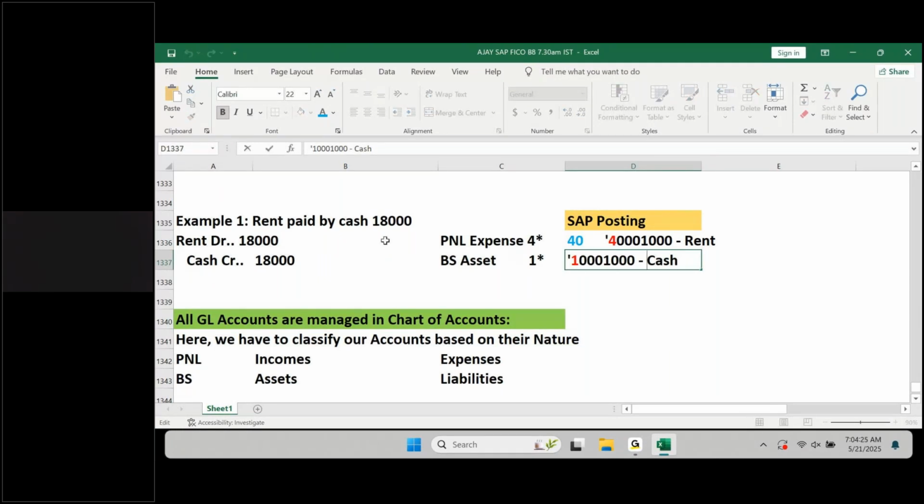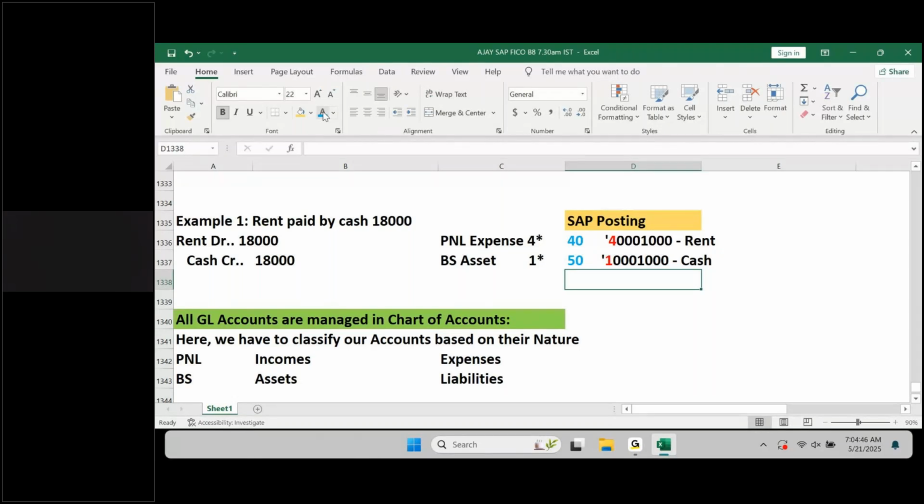And then this one, cash. 50. Why 50? It's a GL account. Again, 50 is a GL account, so you are writing 50. Now, is this accounting entry clear?